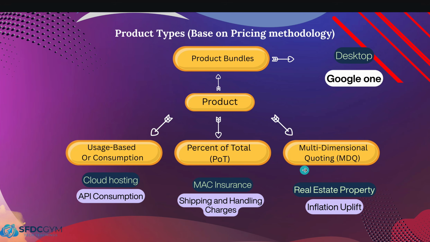Next is multi-dimensional quoting. If a customer wants to pay in multiple different parts, then this is the option. For example, in real estate, if you purchase an under-construction property, you don't pay once, right?